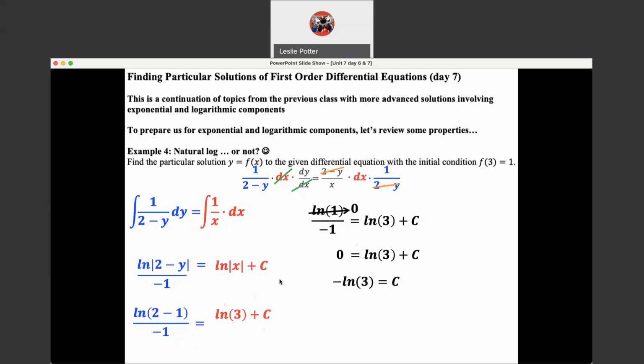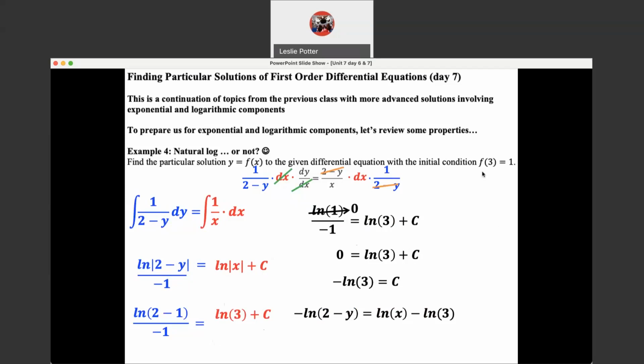So I'm going to put this into my general solution right here. It's going to look like this: minus natural log of 2 minus y equals natural log of x minus natural log of 3. Now you may notice that I dropped the absolute values as well. At this point in the solution, that is okay, and I'll show you why in just a little bit.